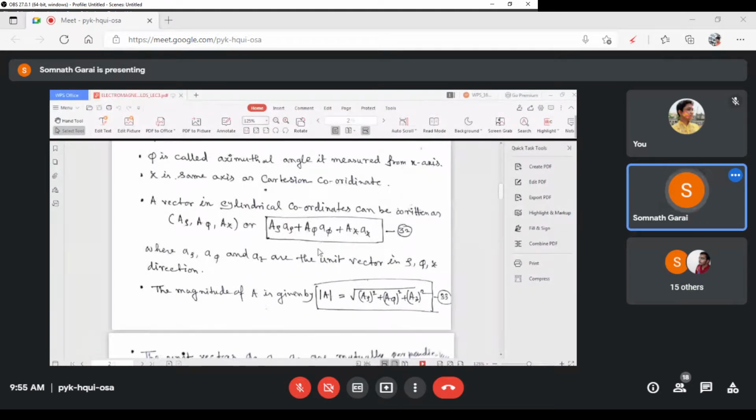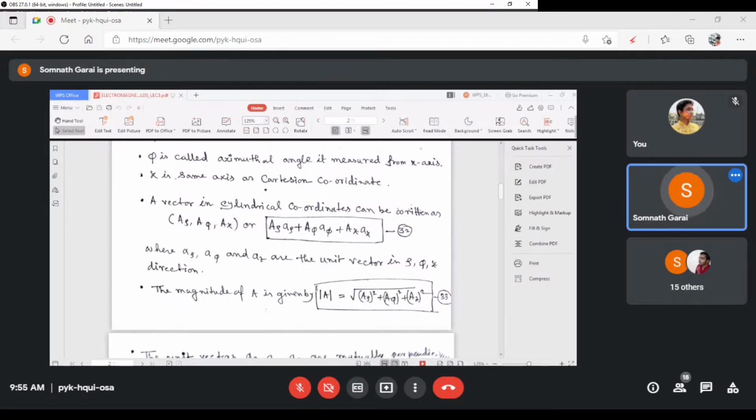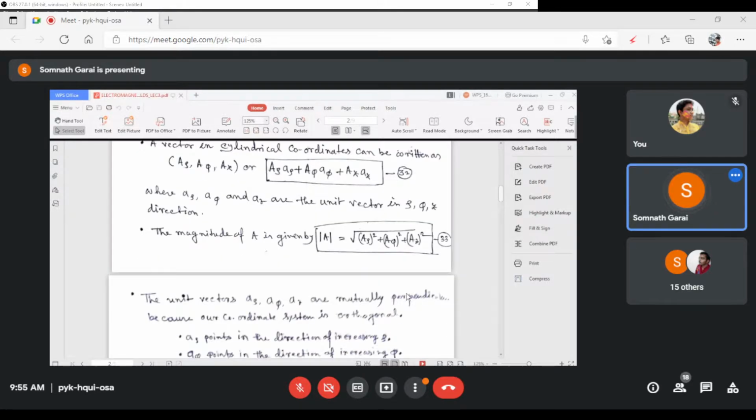Now the magnitude of the vector A in the cylindrical coordinate system is given by mod A equals root under A rho square plus A phi square plus A z square. So equation number 33 represents the magnitude of the vector in the cylindrical coordinate system.